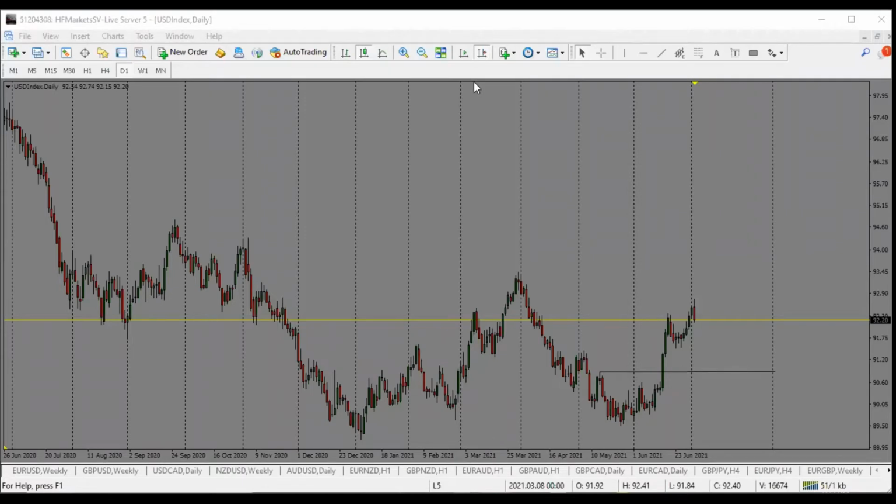All right, guys. Today is another day, the beginning of another week. So we are going to be looking at the majors, starting from EURUSD. Let's just start from DXY, which is the dollar index.